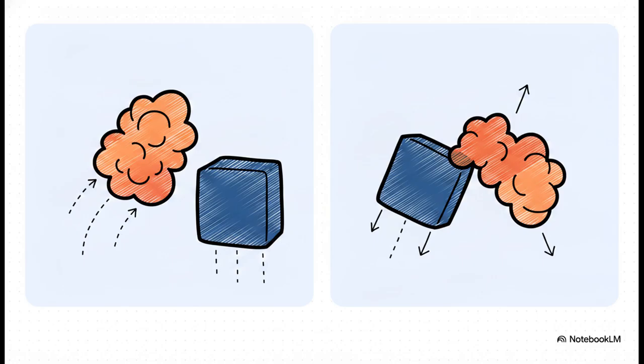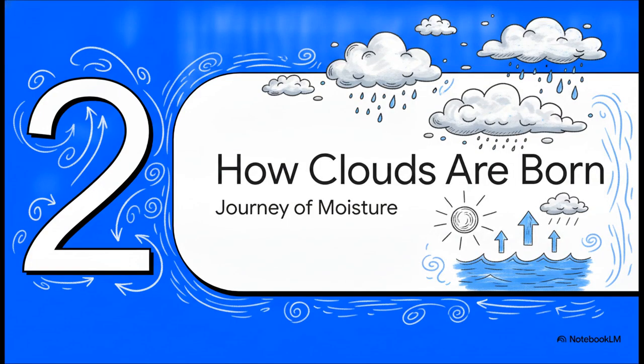So here is the absolute, indisputable rule of the game. If a massive cold air mass meets a massive warm air mass, the denser cold air will always force its way underneath. Always. The warmer air simply doesn't have the heavy kinetic weight to push that dense, cold barrier out of its way. Moving right along to Section 2, how clouds are born, focusing on the journey of moisture.